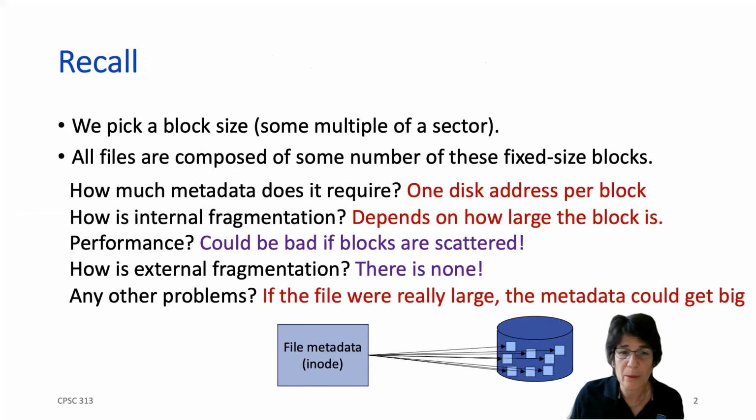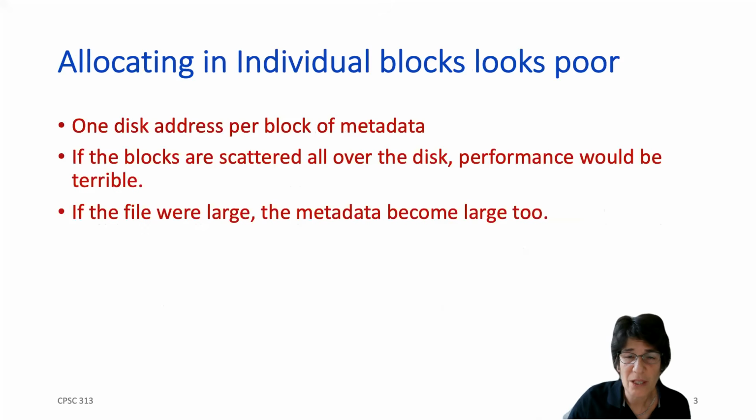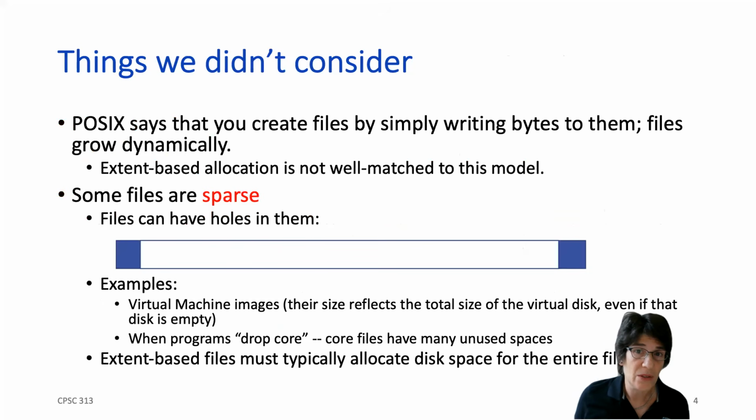So you might recall that when we compared, we said, well, what we could do is we could just pick a block size like 4 kilobytes, and then we'll just allocate files as collections of 4 kilobyte blocks. And we said there are some problems with that approach. In particular, it's going to cost us a disk address in the metadata per every block. So if files get really large, our metadata gets really large. And secondly, we said, if we scatter these blocks all over the disk, then performance is going to be terrible. So given all that, why do we do this? Well, it turns out that we didn't consider a few things.